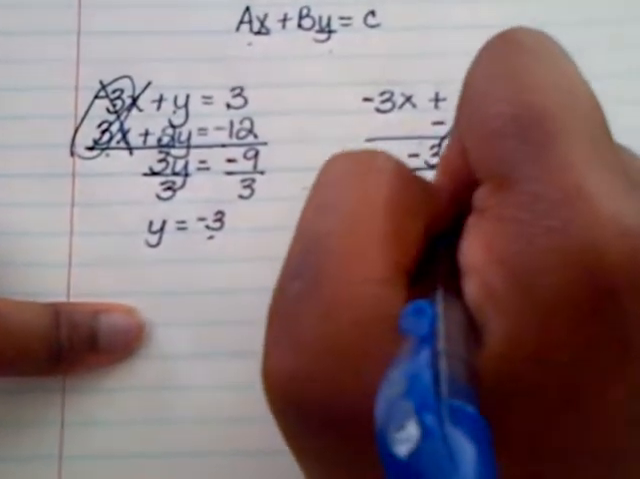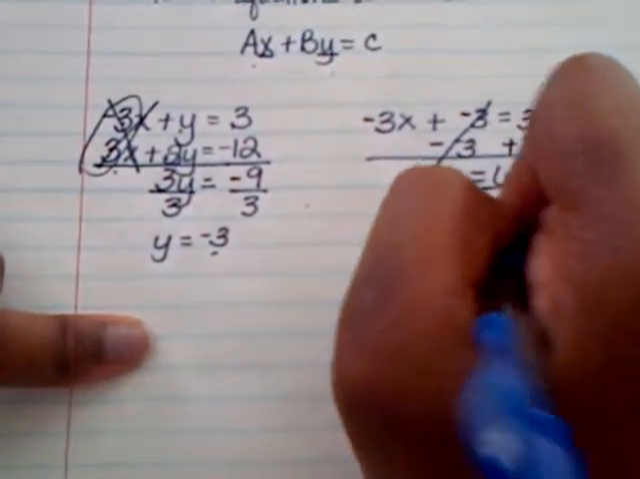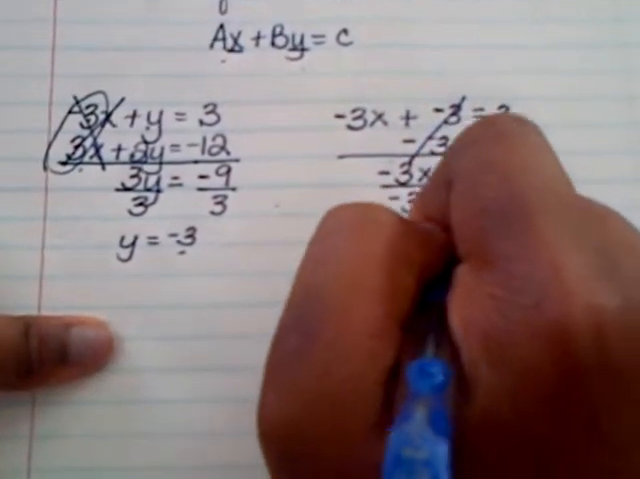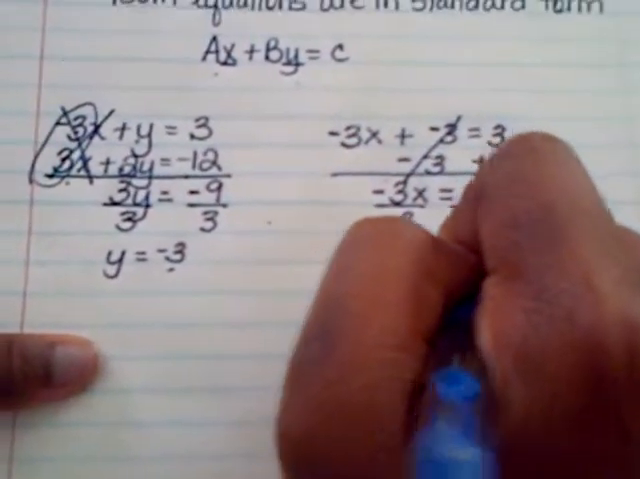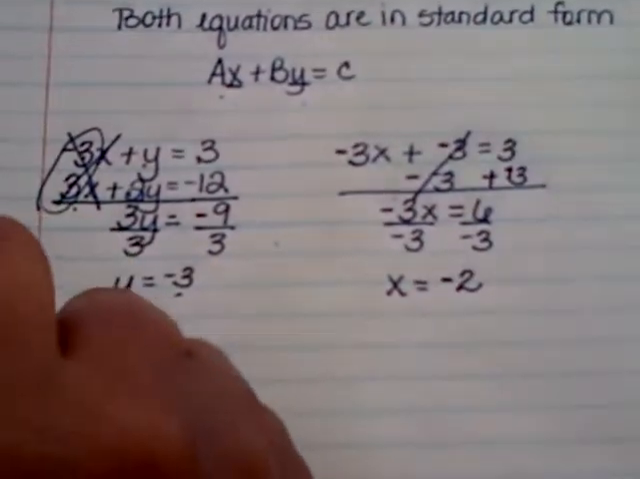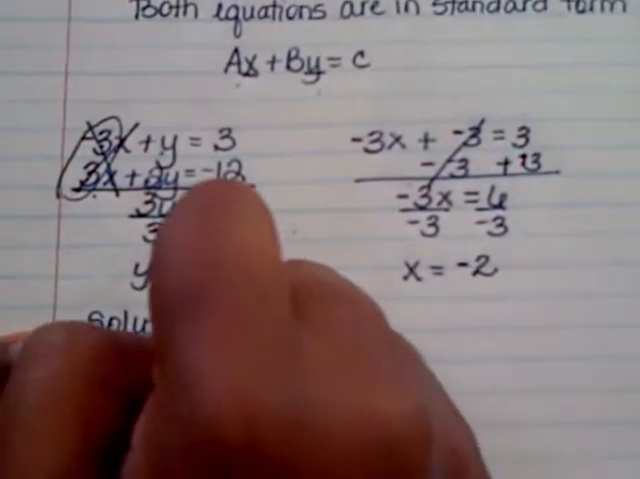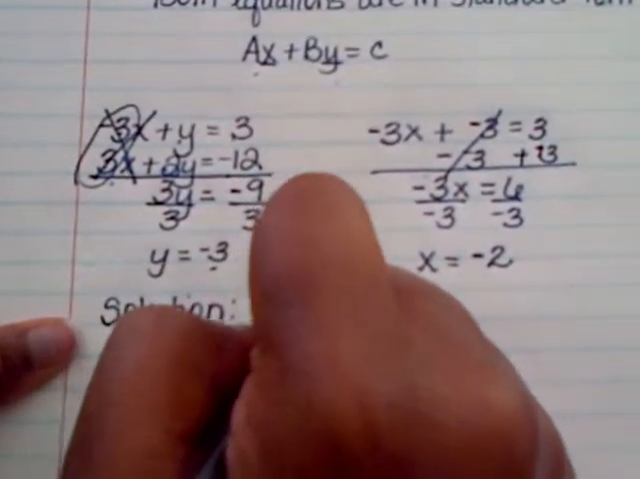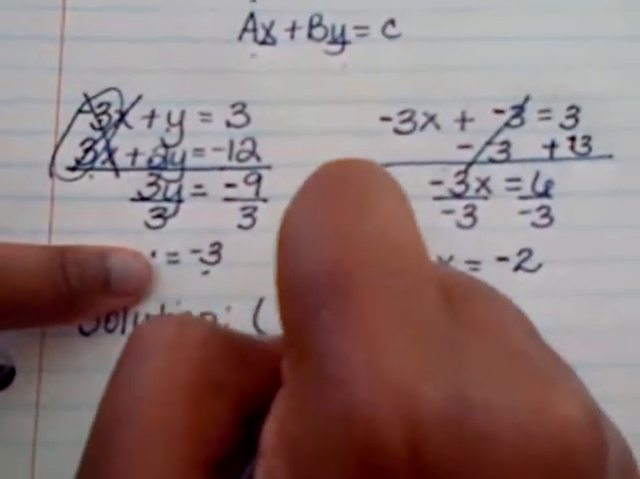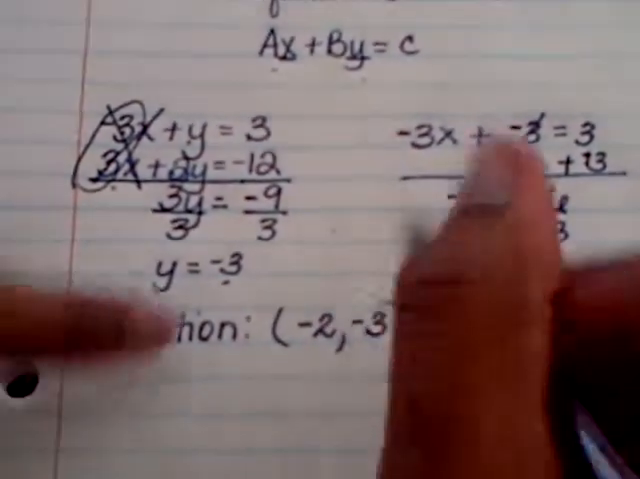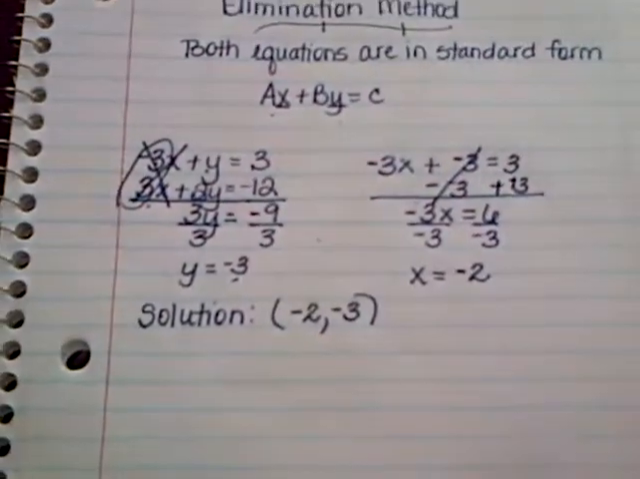Divide by negative 3. x equals negative 2. The way you need to write your solution is as a coordinate. Your x is negative 2 and your y is negative 3. That is where these two lines cross and meet.